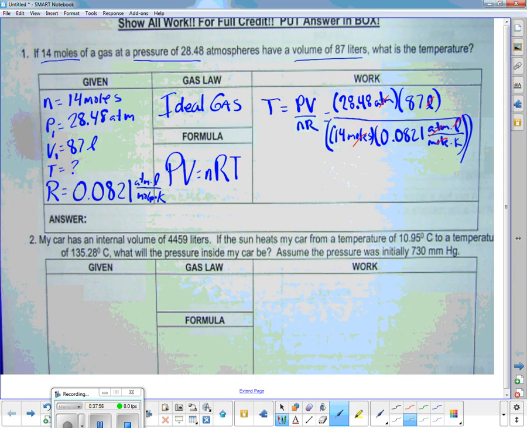Okay, plug it through your calculator. So we've got to do 14 times 0.0821. Personally, if I have a simple calculator and it has a 1 over X button, so I don't screw up, I put the bottom in first. 14 times the 0.0821, hit enter, then do 1 over X and times through the top, if I have a simple calculator.